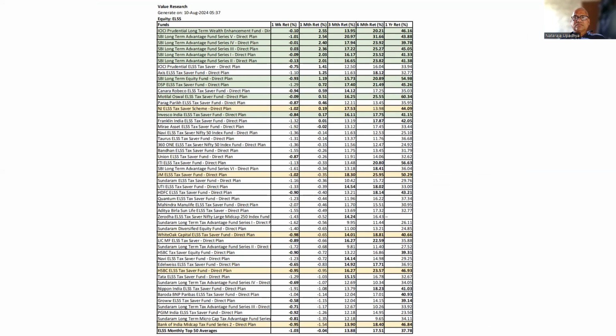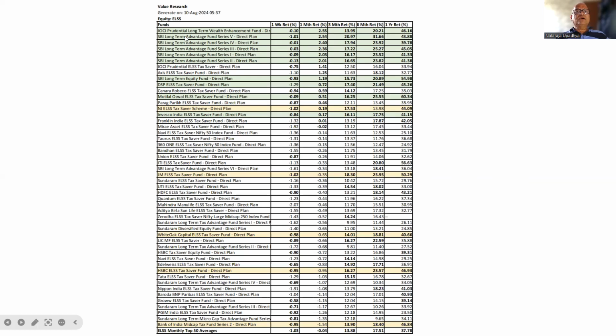ELSS funds are considered for tax savings, but with the new tax regime, this 1.5 lakhs worth of investments is no more being considered in the new regime of taxation. So ELSS funds may not become popular going forward. However, if they give good returns, people may still invest in them.